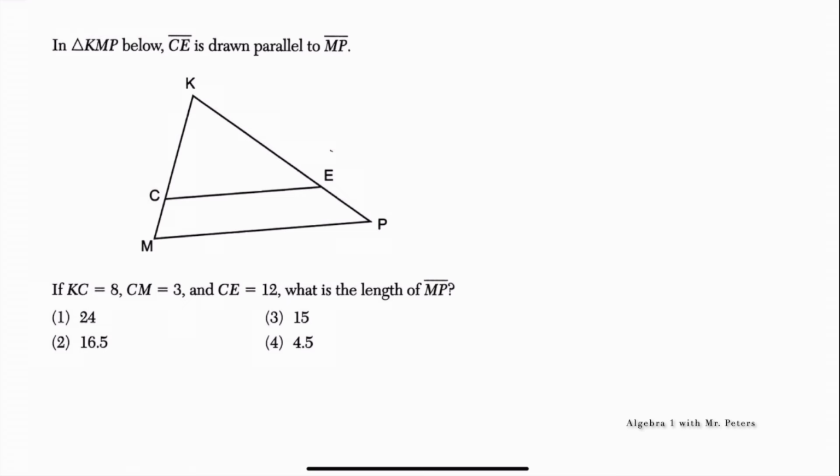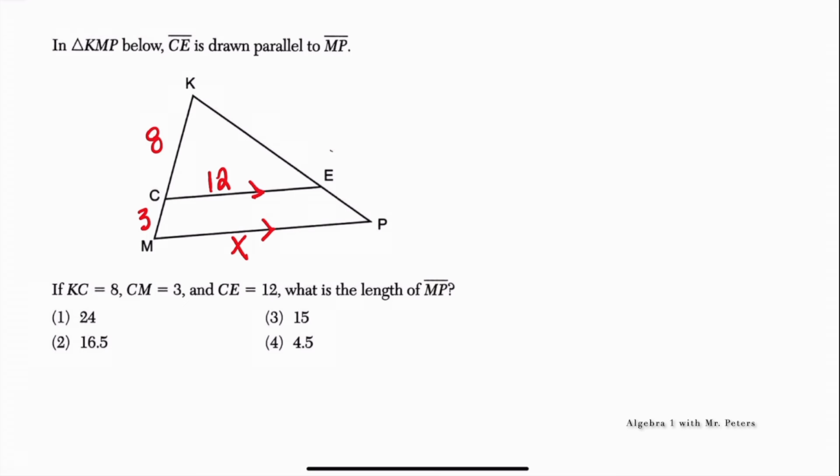They tell us that triangle KMP is below, and they want us to know that CE is parallel to MP. So we know that these two lines are parallel. And they tell us that KC is equal to 8 and CM is equal to 3 and that CE is equal to 12. And they want us to determine the length of MP. So we're going to use X to represent it.